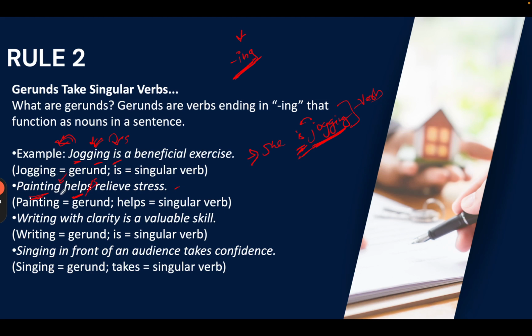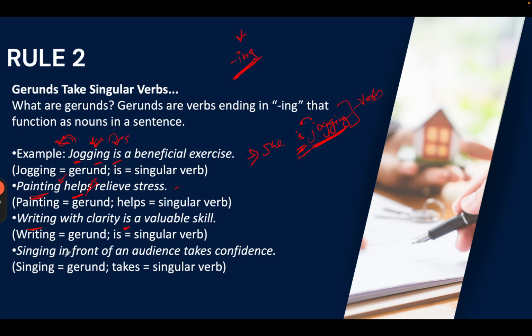A gerund is always going to be singular. Writing with clarity is a valuable skill. Now, writing again, we don't have a helping verb before it, and this is ending with ing, which means this is the noun of the sentence. And what is the verb? That's is. So subject and verb, again, the subject is singular, so the verb is also singular.